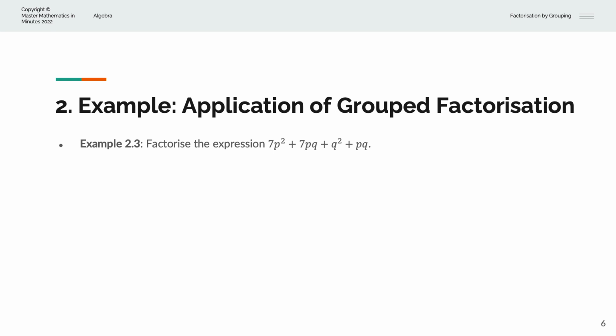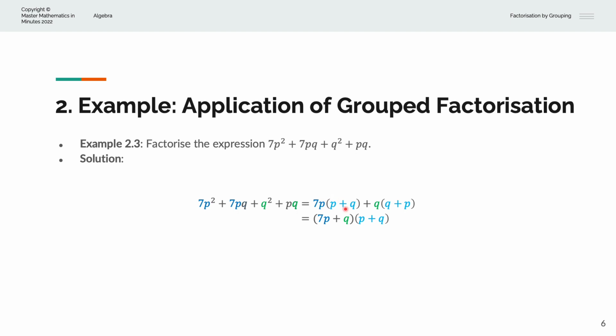In the third example, we're asked to factorize the expression 7p squared plus 7pq plus q squared plus pq. So once again, we can group terms together. So we have the term 7p and 7p together as the first two terms, and the terms containing q together. So we can factorize 7p as a common term out from the first two terms, and that becomes 7p into p plus q.